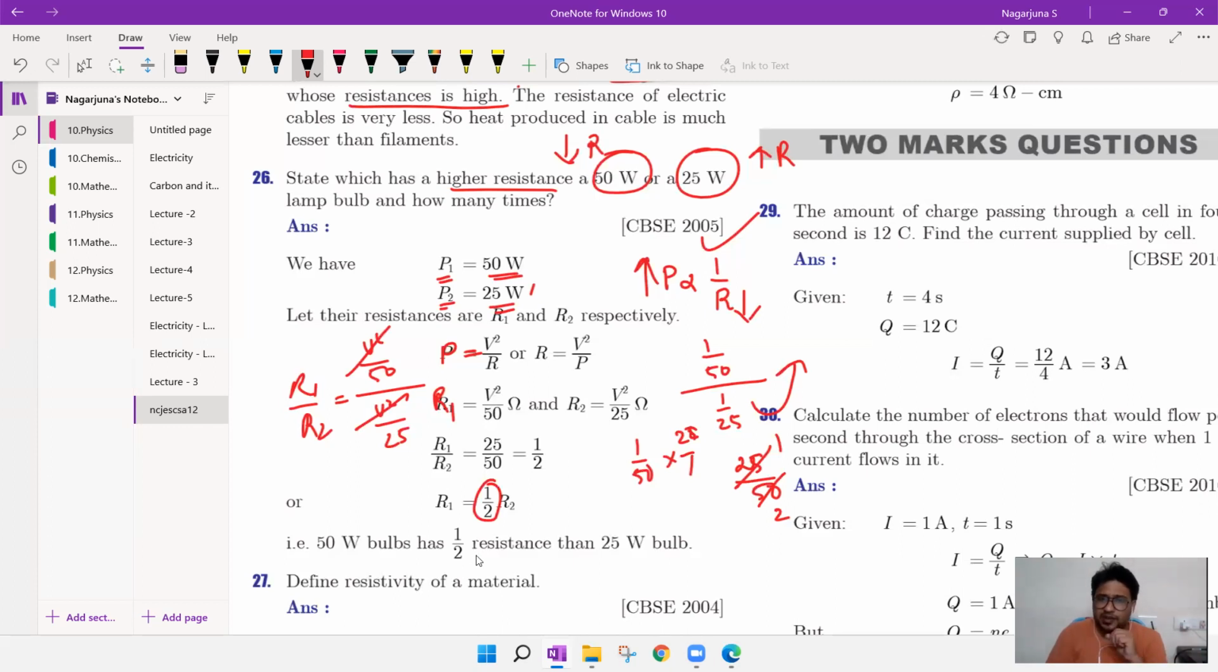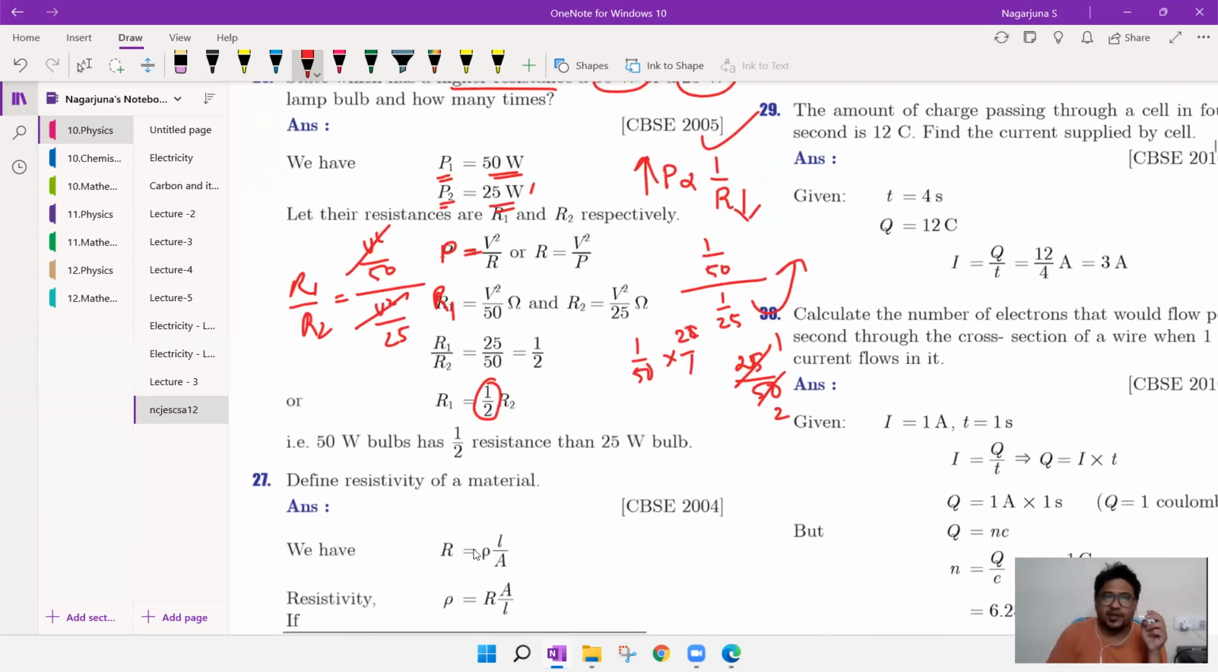So how much will it differ? Half of the resistance will be reduced. So the 50 watt bulb has half the resistance of the 25 watt bulb.